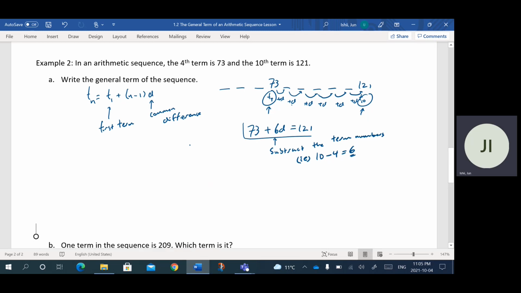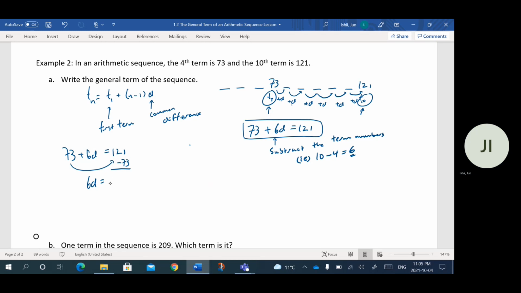Okay, so again, I'm going to solve this equation for D, and that should give me the common difference. So let me just write it up again here. 73 plus 6D equals 121. To solve for D, let's move the 73 over to this side. So I'm going to subtract 73. So I got 6D equals 121 minus 73, which is 48.